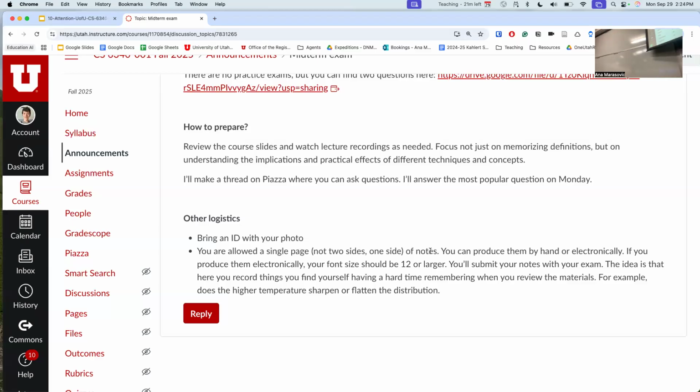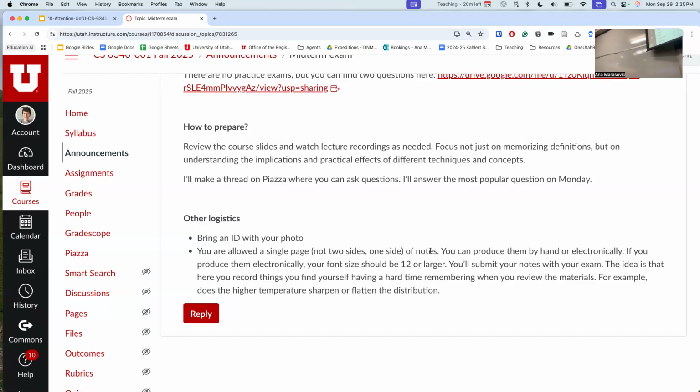Yes, please. Is the final cumulative? What do you mean? Is the final exam cumulative? Does it cover the material from the midterm or only half of it? Just before the midterm, how could it cover? Oh, the final exam. Yes. Sorry, I thought you were asking about the midterm. We'll see when the final exam comes.